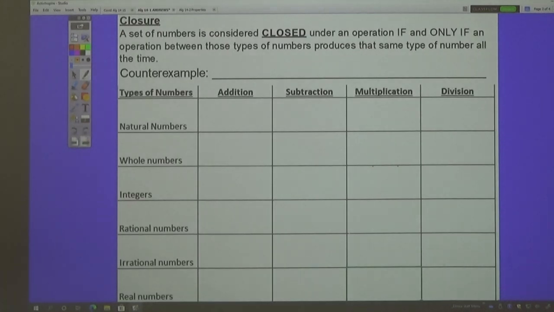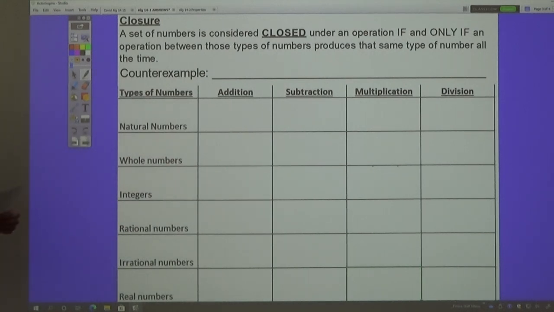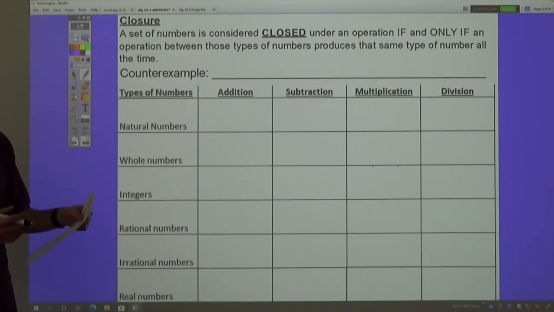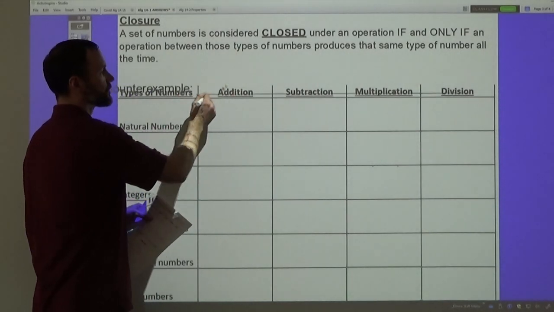So closure. You have to decide if something is closed or not closed. A set of numbers is considered closed under an operation if and only if an operation between those numbers produces the same type of number all the time. So if you add together a natural number plus a natural number, will you get a natural number? If you do, it will be closed. If you don't, it will be not closed. If it's not closed, you have to give something called a counterexample. An example that disproves an idea.